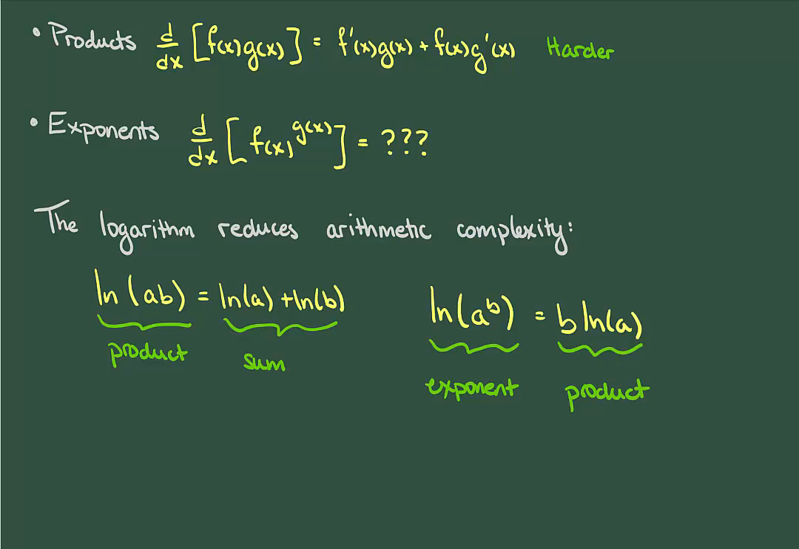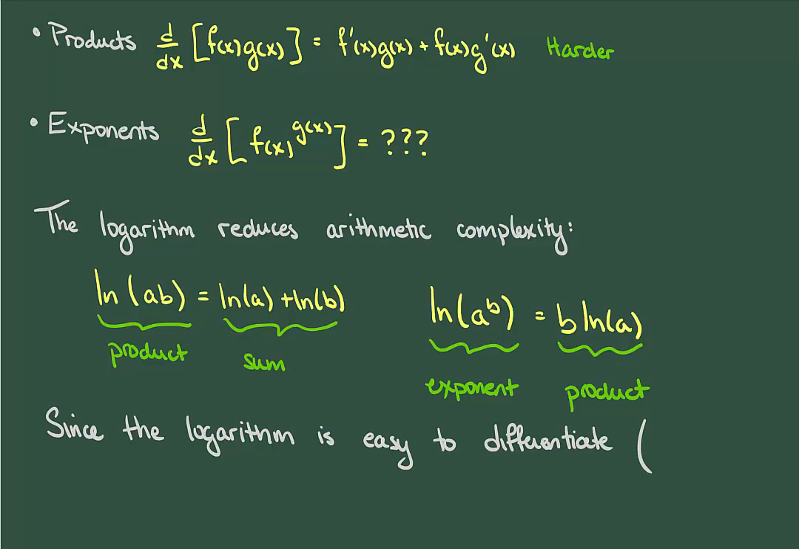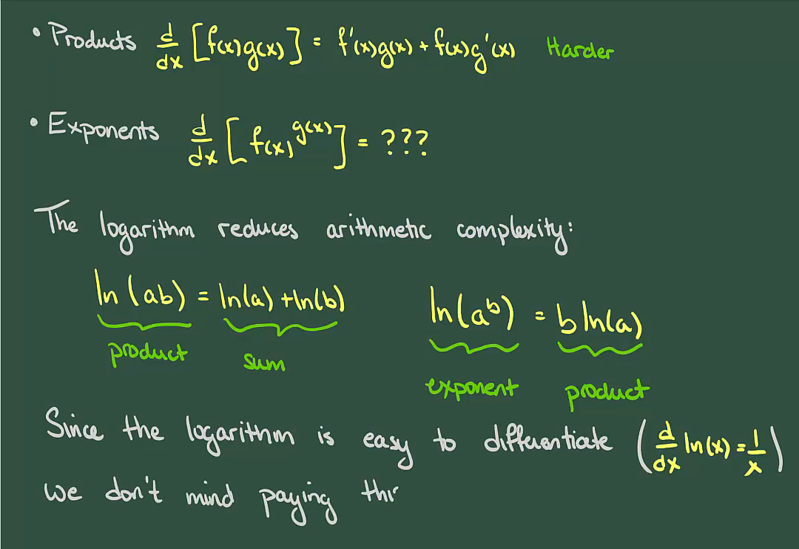So this says that if we apply a logarithm to a product, we can turn it into a sum, and a logarithm will turn an exponent into a product. Since logarithms are pretty easy to differentiate, right, their derivative is just 1 over x, then this ends up being a fairly small price to pay to make the derivative calculation simpler.